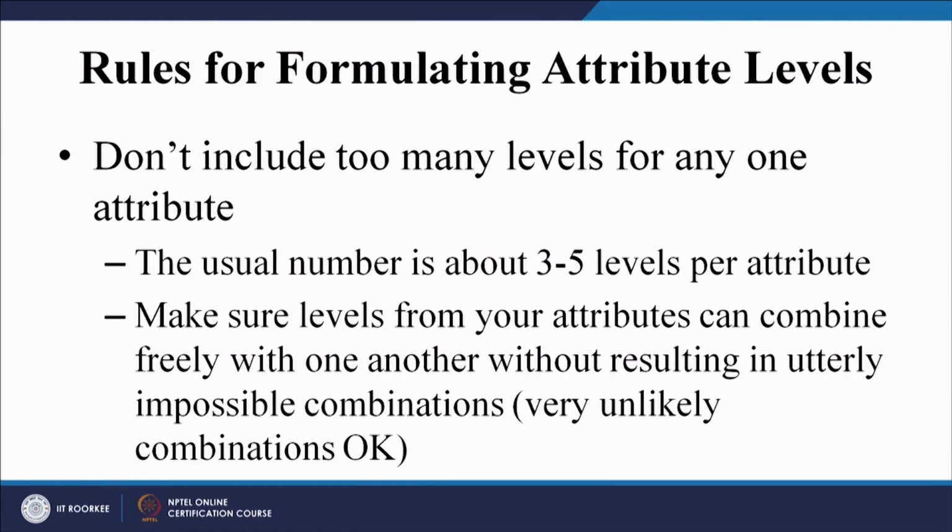Do not include too many labels for only one attribute. If you include them, it becomes complicated. So, the usual number is 3 to 5 levels per attribute. So, you have 6 to 7 attributes maximum and 3 to 5 levels maximum. So, at a maximum, 7 times 5 is 35, that should be the combination for only one product, that is one case.